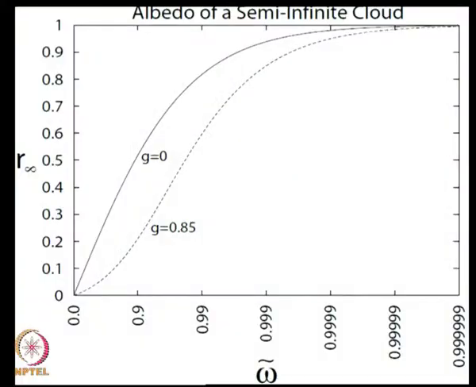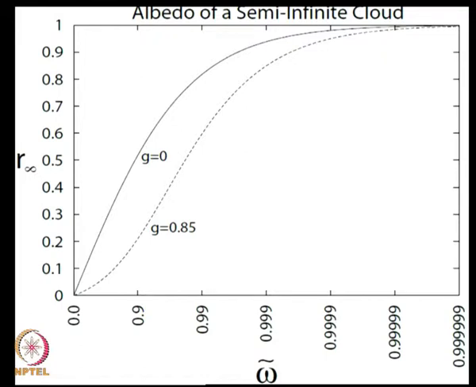Today we will look at some of the results obtained by solving those equations. Based on the equation derived in the last class, you can estimate the reflectivity of a layer of particles depending upon the single scattering albedo, which is the x axis here, and the albedo of the cloud of particles in the y axis.